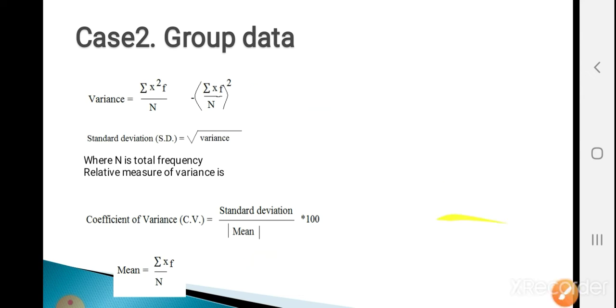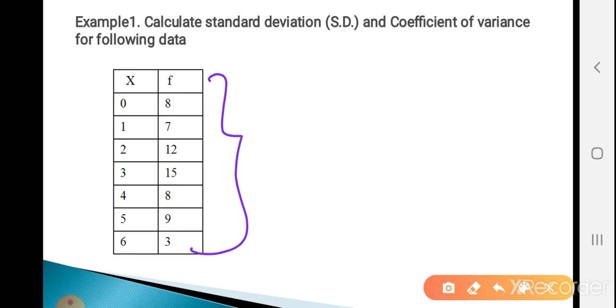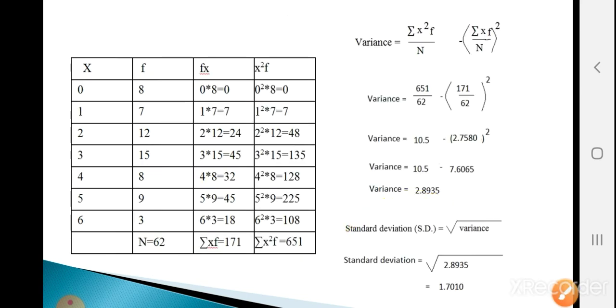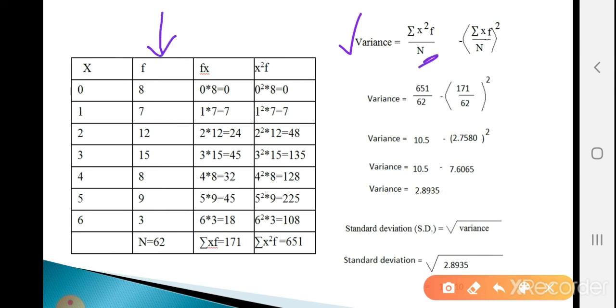Now see one example of group data. Here we are given the x along with their frequency, that means the given data is group data. So calculate standard deviation, variance and coefficient of variance for the following data. First calculate variance. The variance formula is summation x square into f divided by capital N minus summation x into f divided by capital N whole square, where capital N is total frequency. The total of the frequency column is 62, so the capital N value is 62.